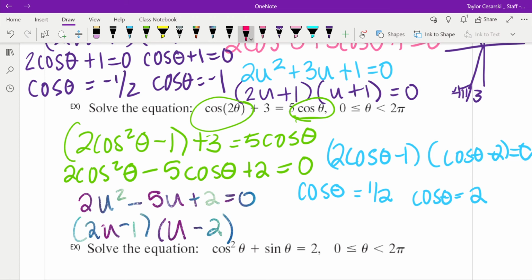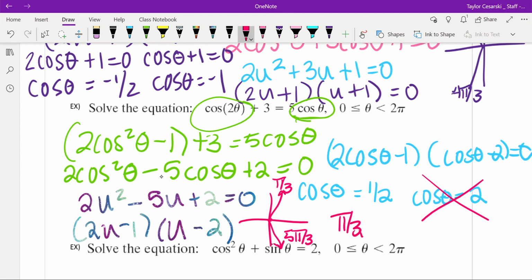Going back to the very beginning with math 3, we know that cosine of theta can only fall between -1 and +1. So I am not even going to worry about this one. Cosine of theta will never equal 2. Now, cosine of theta equals 1/2. That's going to happen right here and right here on your unit circle. A lot of it is just knowing your unit circle. So this is pi over 3, and this is 5 pi over 3. So my final answers are pi over 3 and 5 pi over 3.